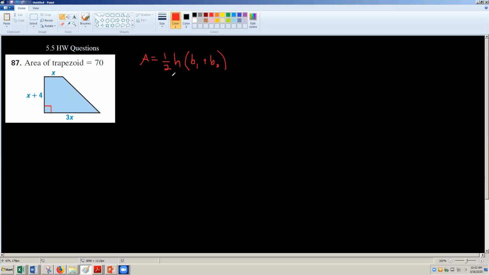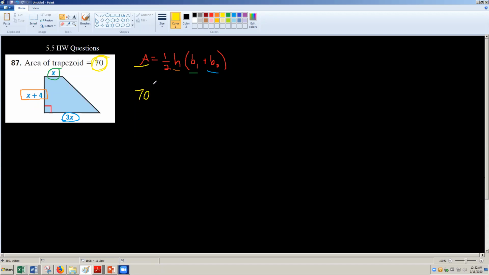So now when I look at this thing, I'm told what the h value is. The h value is x plus 4. And I'm told what my base 1 is, which is x. And I'm told what my base 2 is, which is 3x. And you swap those things, it really doesn't matter. I'm also told the area in this problem is going to be 70. So that's my area for this thing.